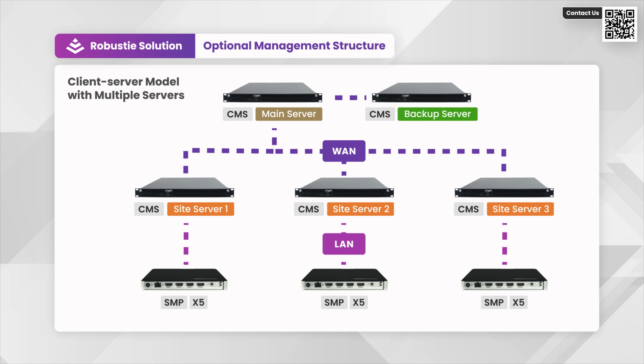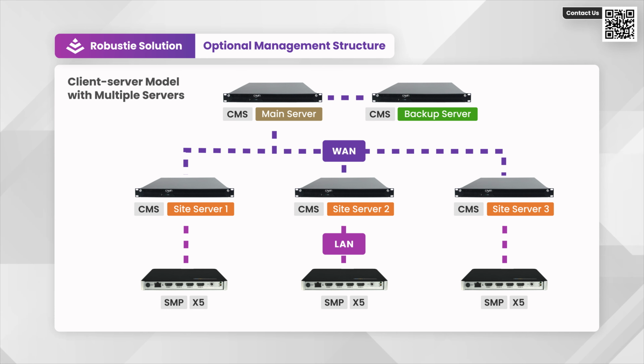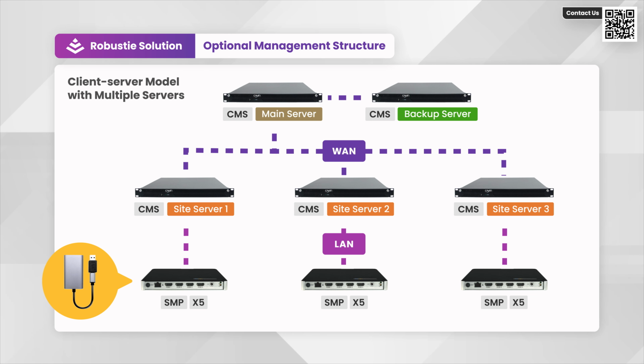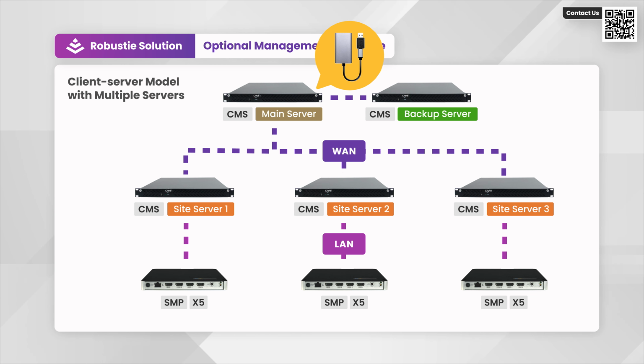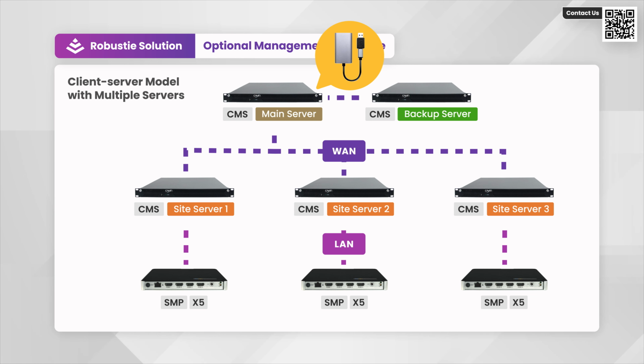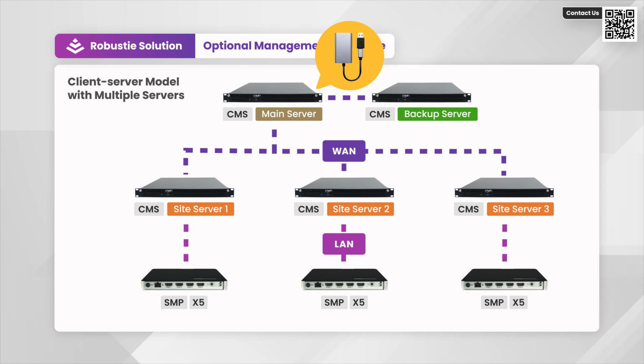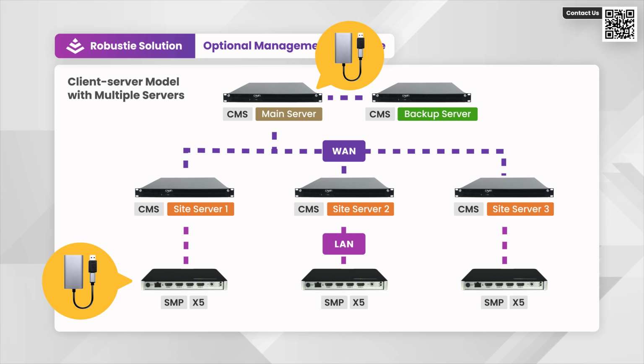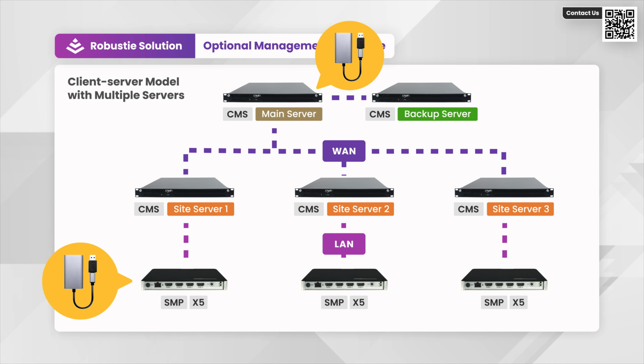If your project requires a live video streaming application, there are two ways to do it. Each SMP player connects an external HDMI capture card respectively, or the CMS server connects an external HDMI capture card, sending the real-time video to SMP players under its control. The HDMI capture card is sold separately, not included in the standard package.